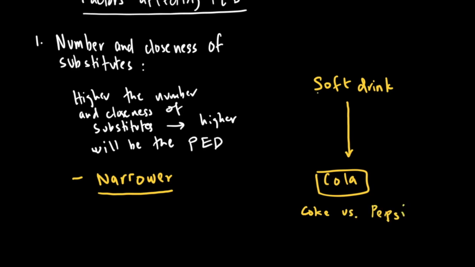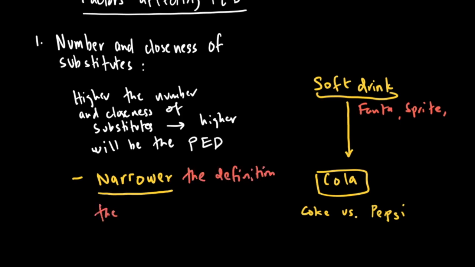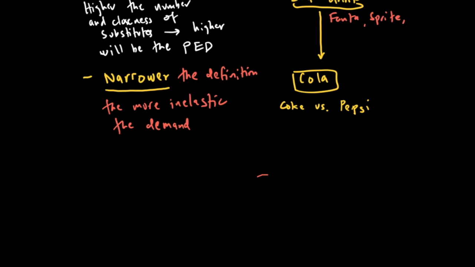But if you look at the soft drink market, Coke would have competition with Fanta, with Sprite, and with many other players. So the more narrow our definition, the lower will be the competition, and therefore the more inelastic will be your demand. So the narrower the definition, the more inelastic the demand. The next point I want to discuss is about the proportion of income spent.